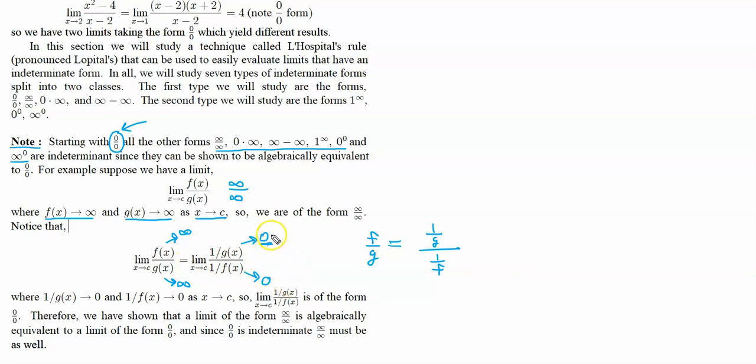So therefore, since 0 over 0 is indeterminate, we can't assign a value to it. Neither can we assign a value to infinity over infinity because it is the same algebraically as 0 over 0. And so that's why these two forms are equivalent. And the same thing holds for all the other ones. You can show that all these other forms are equivalent to 0 over 0 by rewriting them.